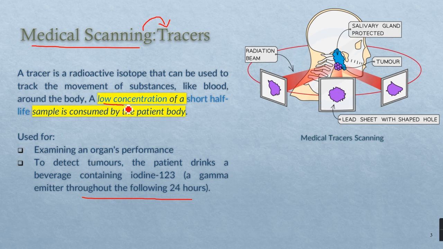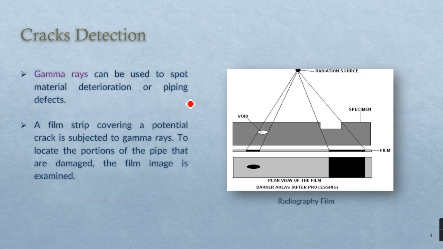Usually a very low concentration of a short half-life isotope will be consumed. And then we can also check, in a more industrial application, crack detection. As we said, we can see it in different piping systems or defective pipes, using gamma rays, by shooting gamma rays at the spots, and using radiography film to capture the voids on the film.